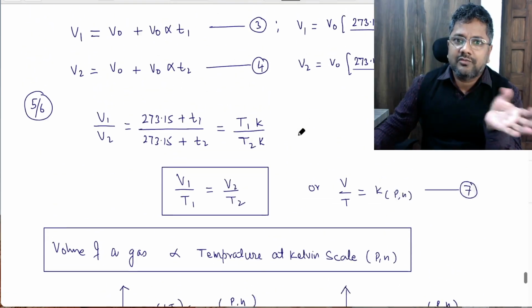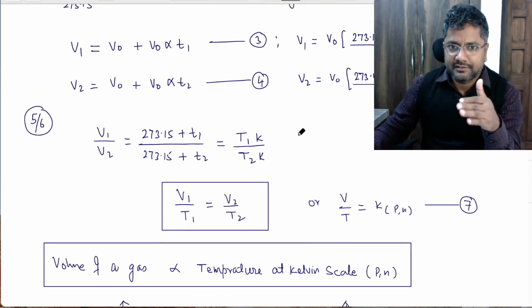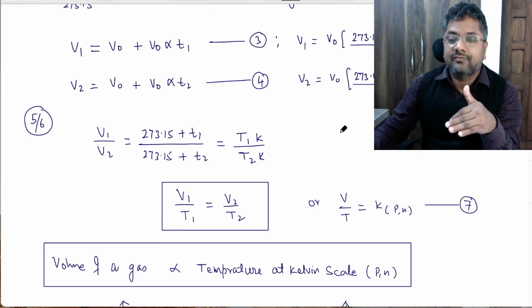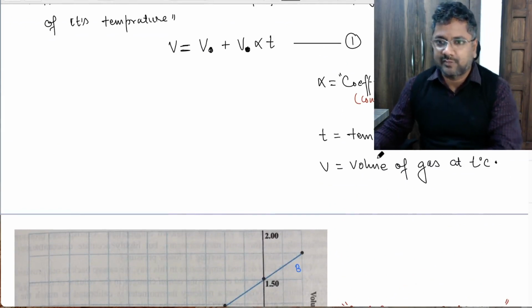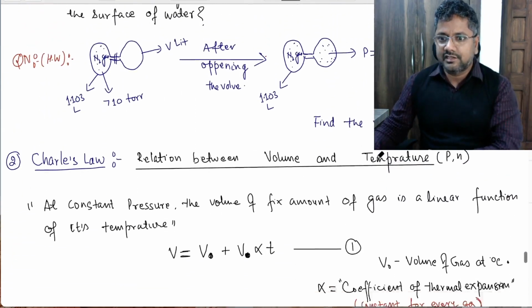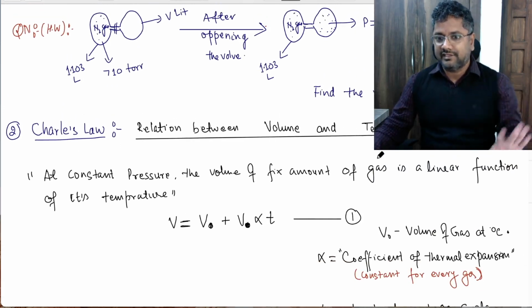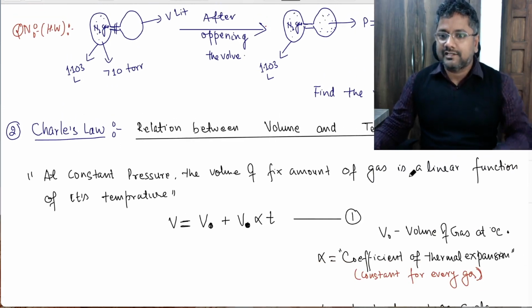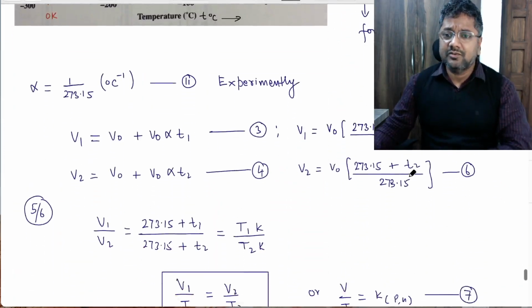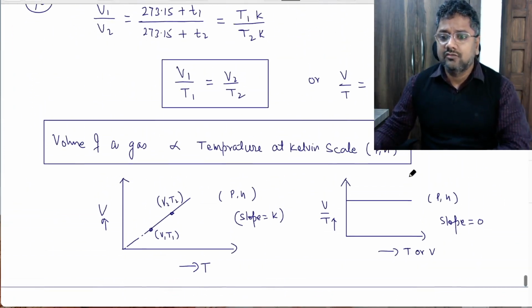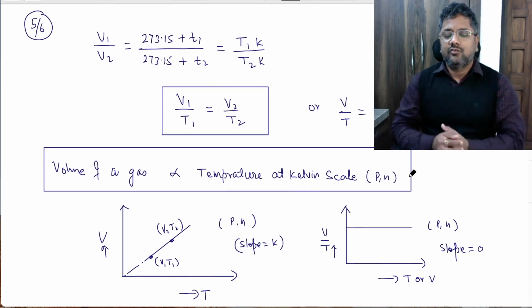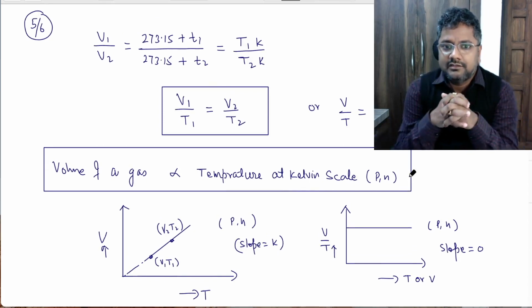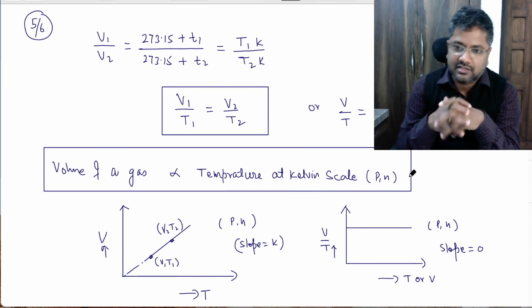And one term all of you have gone through here, that is alpha. This is called the coefficient of thermal expansion, right? And this will be constant for every gas if your gas behaves ideally. If your gas does not behave ideally, then it is not constant for all the gases, right? So hopefully all of you are clear in this law, Charles law. Okay.